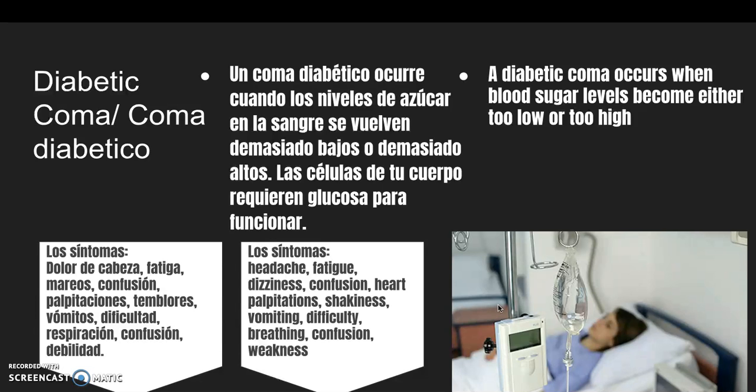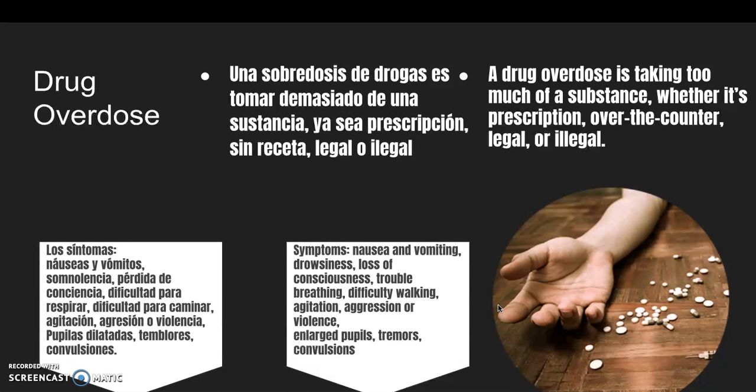The last part is that the people that have diabetes, and this happens to, they need glucose to function, for their body to function, and it's either a spike or a drop in that glucose, that sugar, that cellular. Oh, goodness. The symptoms include pain in the head, fatigue, confusion, palpitations, vomiting, difficulty breathing, and weakness, shakiness. A drug overdose.